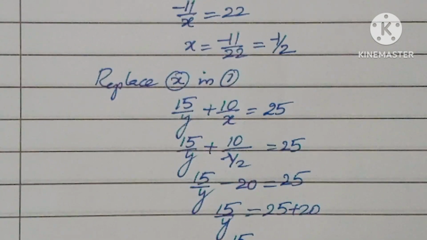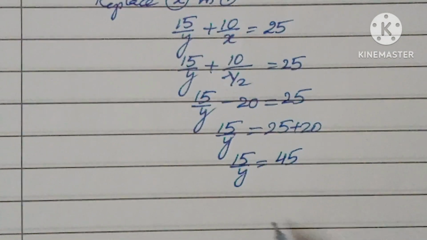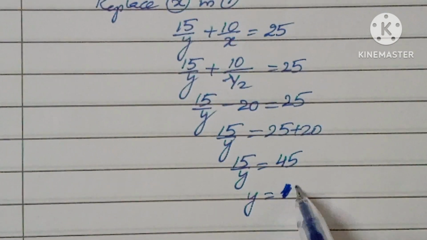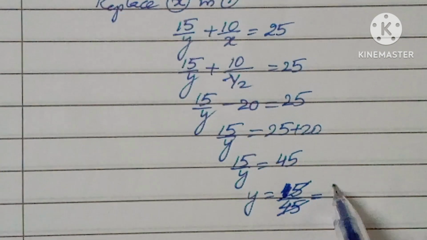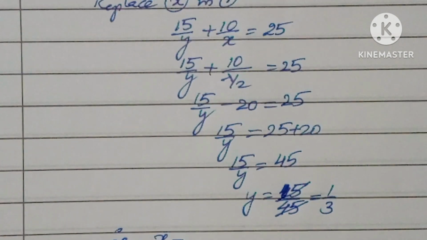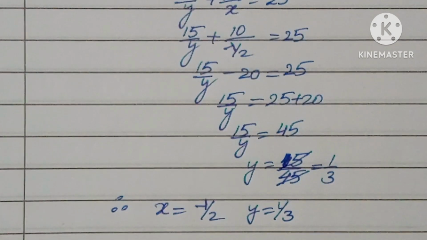15 by y is equal to 45, y is equal to 15 by 45, 1 by 3. Therefore, x value is minus 1 by 2, y value is 1 by 3.